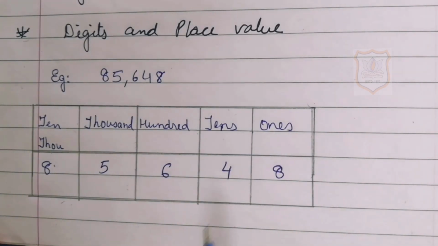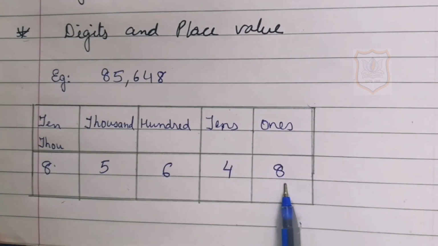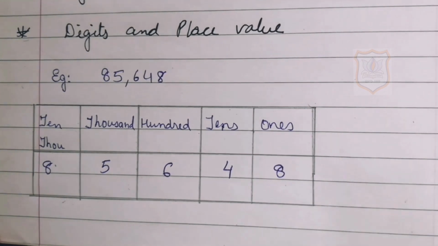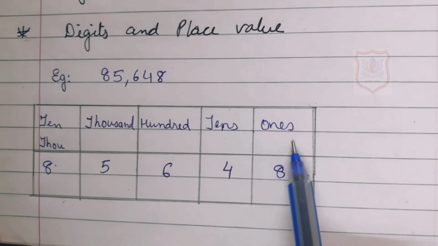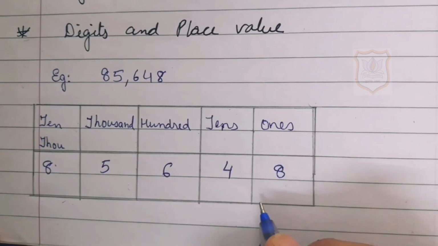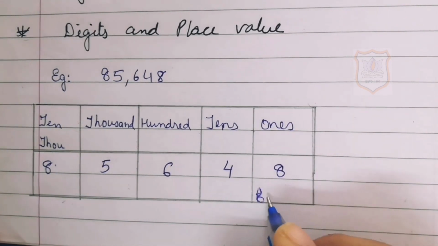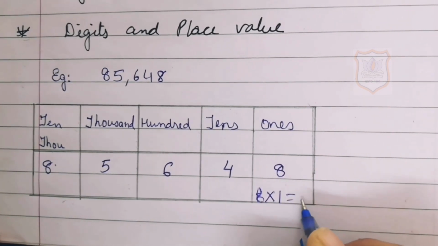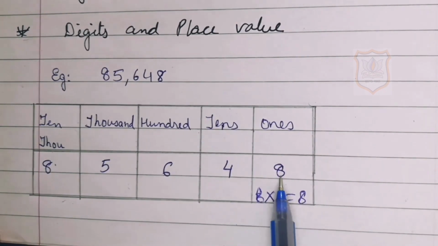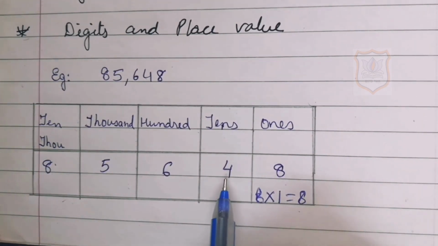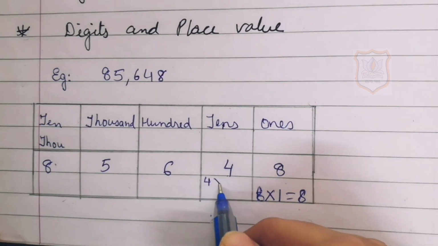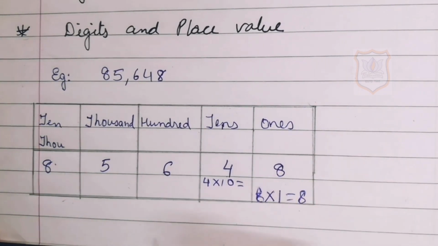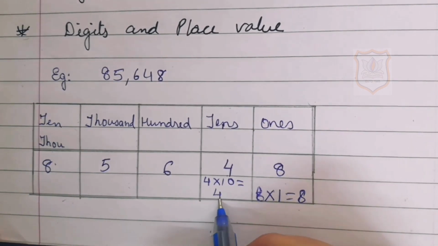Now here to find out the value of these digits, we have to multiply these digits with the value of the place it occupies. As here 8 is written in ones column, so we will multiply 8 by 1. So 8 multiplied by 1 is 8. So the value of digit 8 is 8. Now here 4 is written in tens column, so we will multiply 4 with 10. So the value of digit 4 is 40.